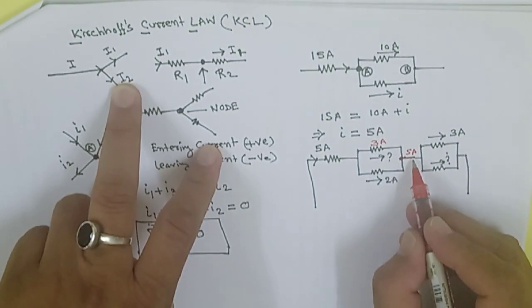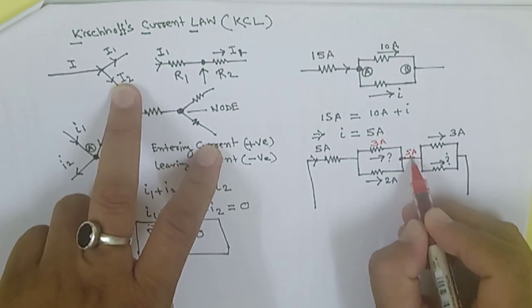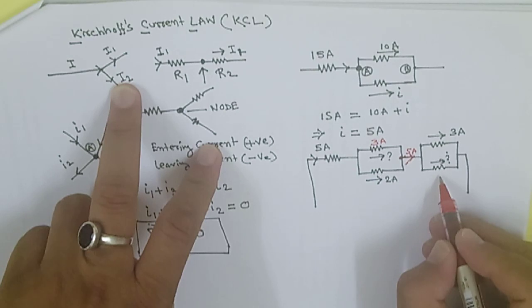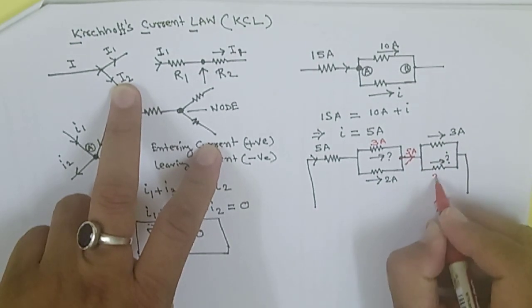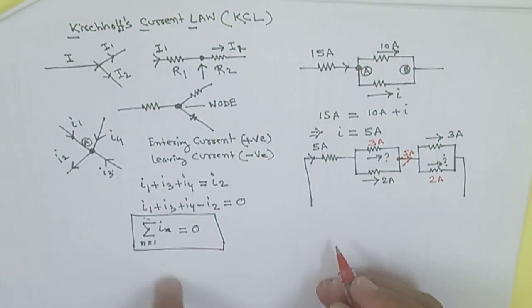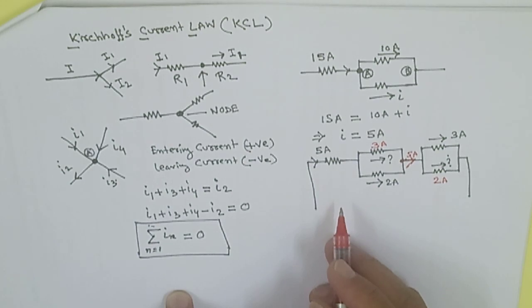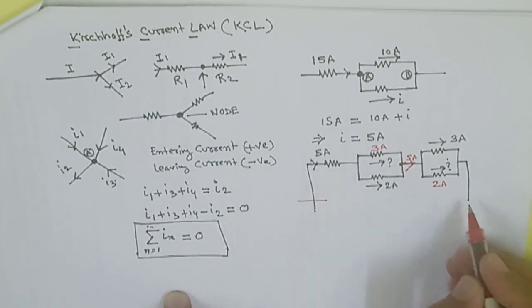So this 5 ampere is now divided here, 3 ampere. So this is the entering current, 5 ampere here. Now here is 3 ampere. How much is this current here? 5 minus 3, you will get the 2 ampere current. Like this way you can calculate the branch current with the help of Kirchhoff's law. This is very simple.